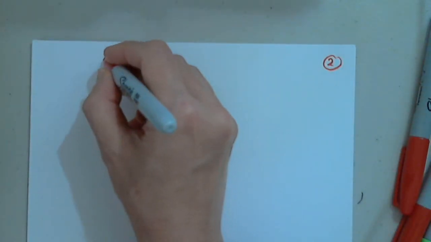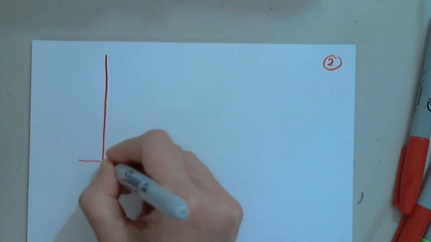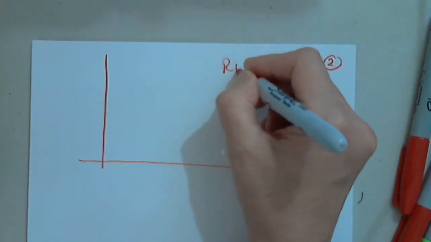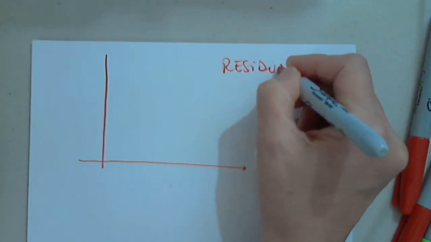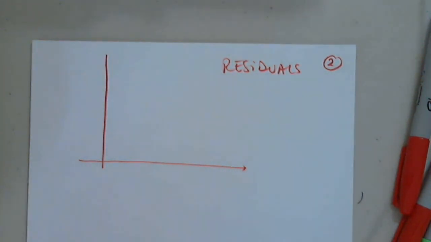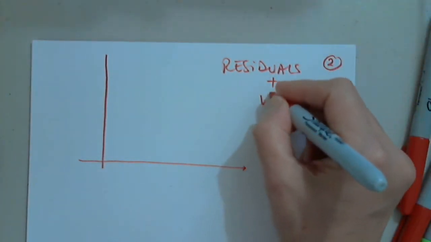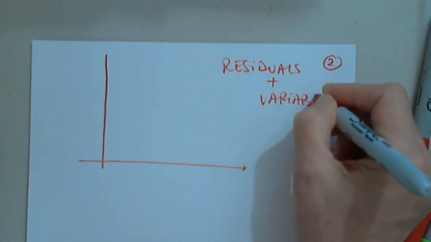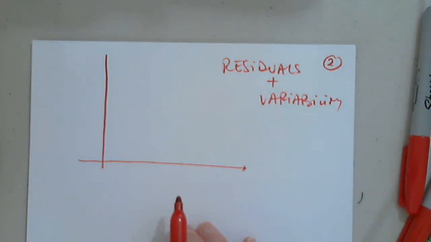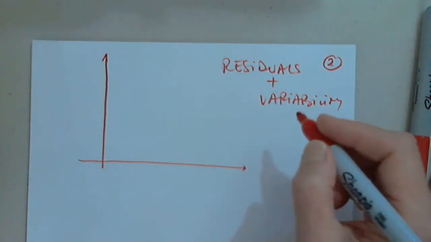And this was a very good intro for what follows. So we said we're going to talk about residuals, and all the variation plus variability explained or not explained by the regression line.